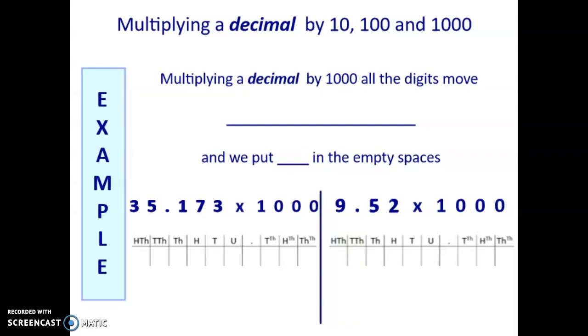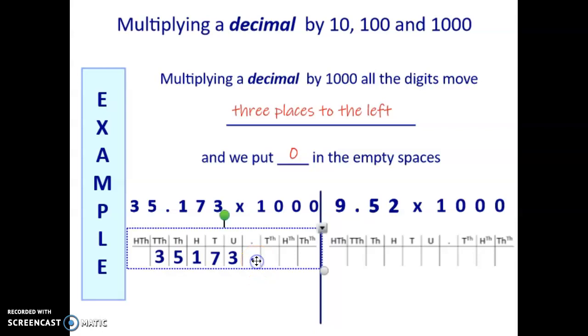Our final examples are timesing by 1,000, and just like before, when we multiply by 1,000, all the digits move 3 places to the left, and we put zeros as placeholders in the empty spaces. So if I have 35.173 times 1,000, those values go in there. And if I move each digit 3 places to the left, what number am I left with? Did you get it right? 35,173. I don't need the decimal point.